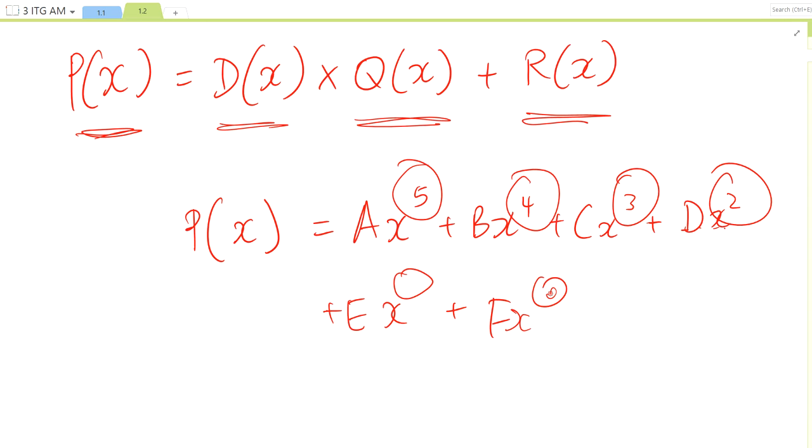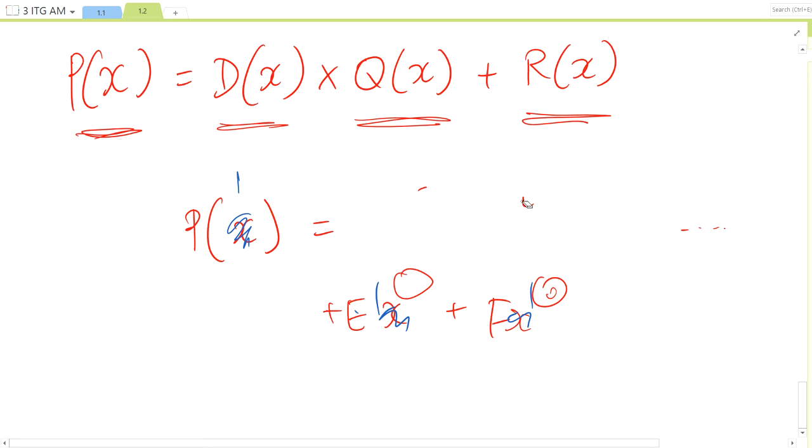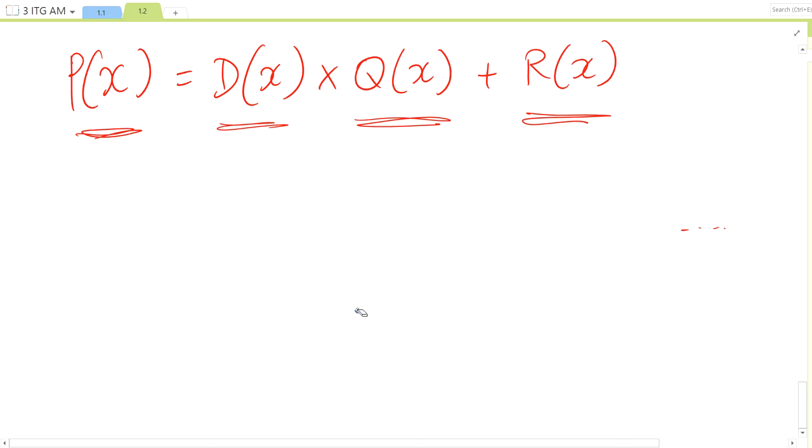And whatever value of x I substitute inside here, let's say x equals 1, all I need to do is change all these to become 1, and I will have my value. Different values depending on the values of a, b, c, d, e, and f. So we see that we can express our polynomials in this form. Any polynomial when divided by another polynomial will give you a quotient and a remainder.